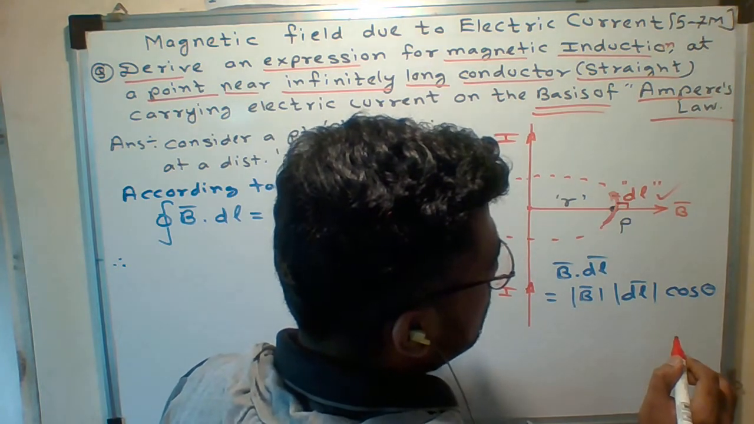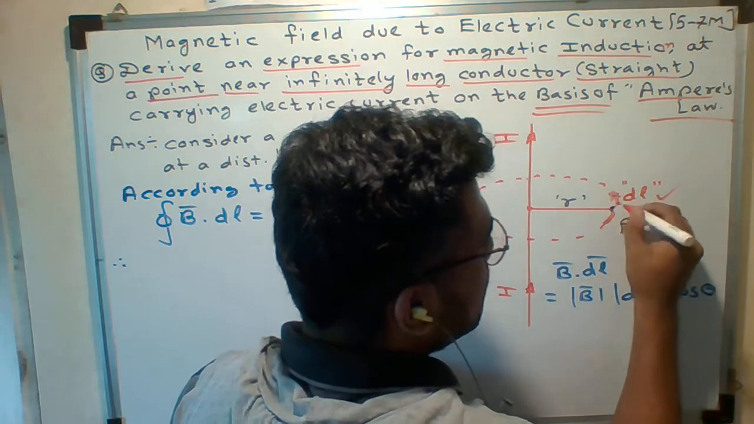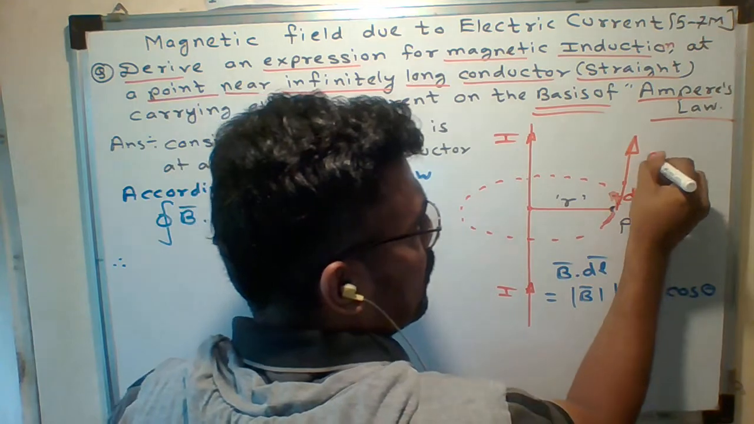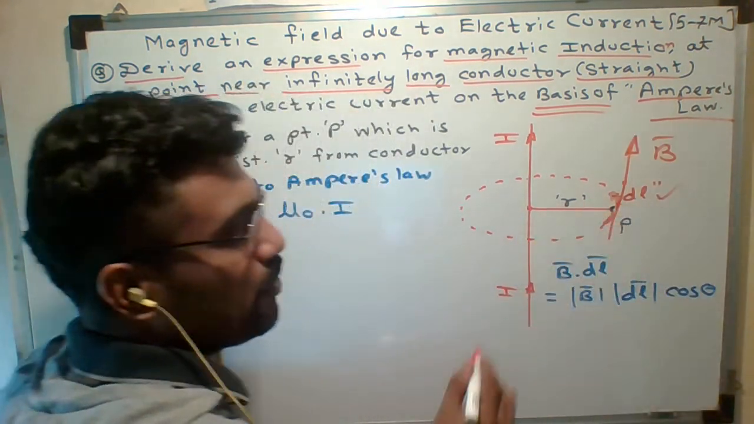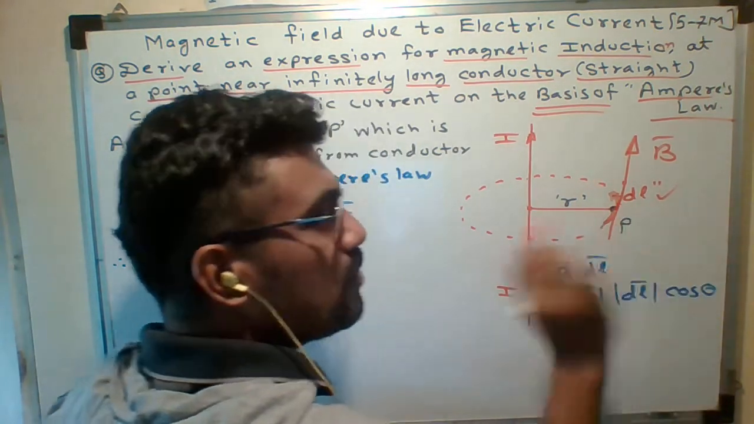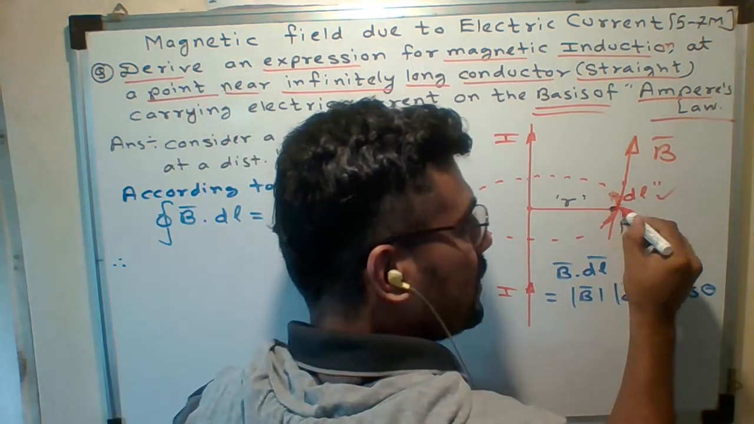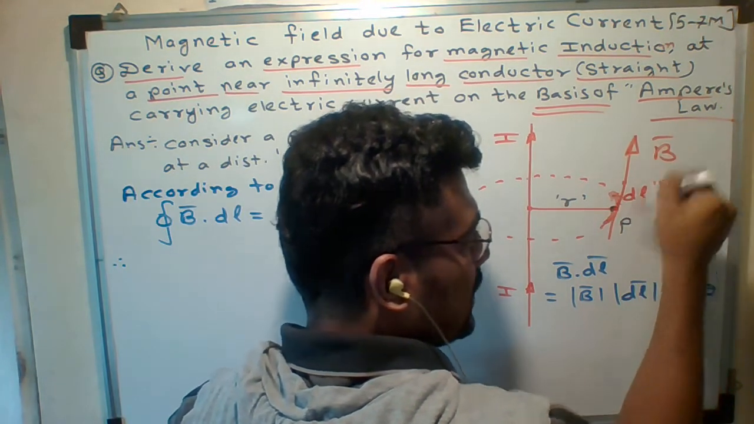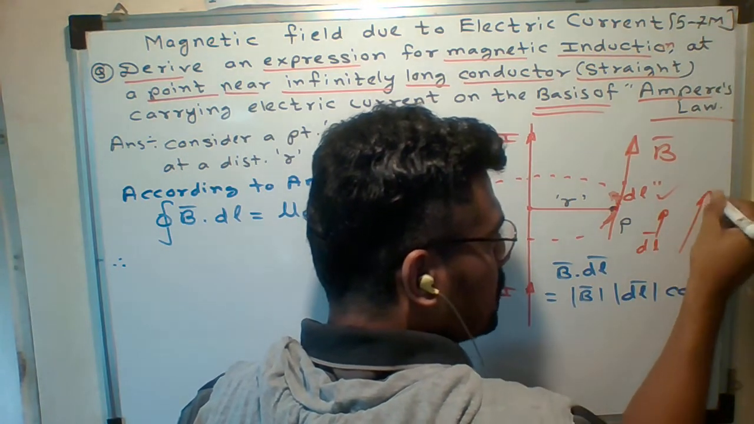Cos 90 is 0, na? Sorry, wait, let me explain. B bar is not in this direction. B bar is along the circumference, along the tangent of this circle, because we have to find the magnetic induction at this point. The magnetic induction direction at this point is in this direction, and we observe that dl is in this direction, and B bar is also in this direction.